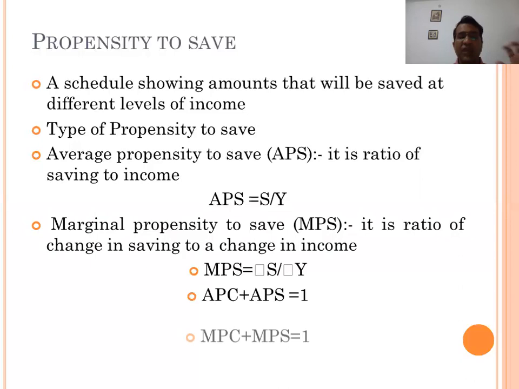In the same way, MPC plus MPS is equal to 1 always. If MPC is given, then 1 minus MPC is equal to MPS. If MPS is given, then 1 minus MPS is equal to MPC. So we can calculate the other value also. So these are APC, APS, MPC, MPS.